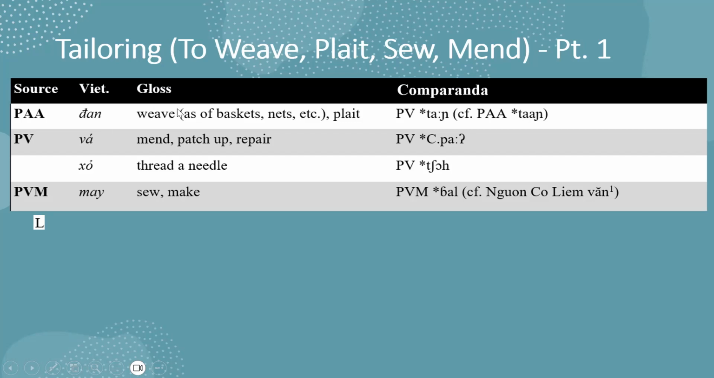Dan here for to weave is very old, Proto-Austroasiatic. This is in all 13 branches of Austroasiatic. So this is a very deep Proto-Austroasiatic word, to weave. So it is very much part of the Proto-Austroasiatic dispersal. Okay, some of these here are a little later, Proto-Vietic.